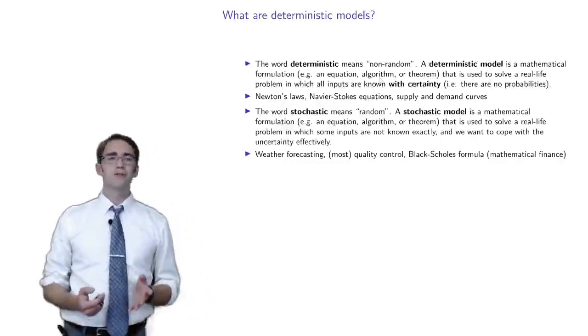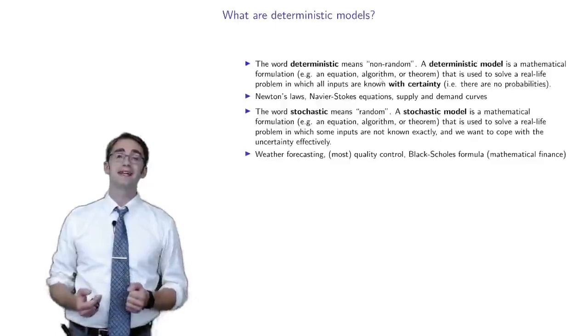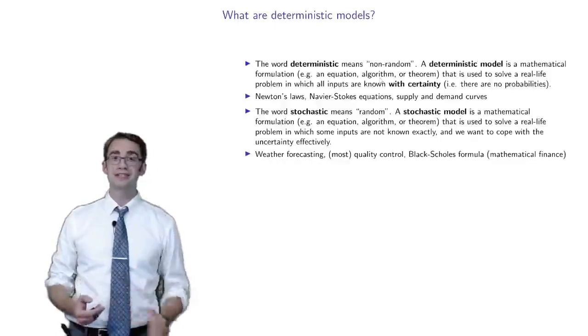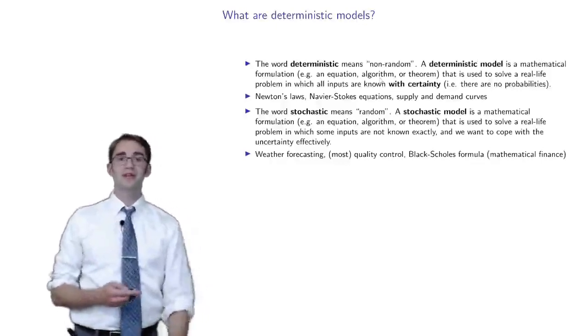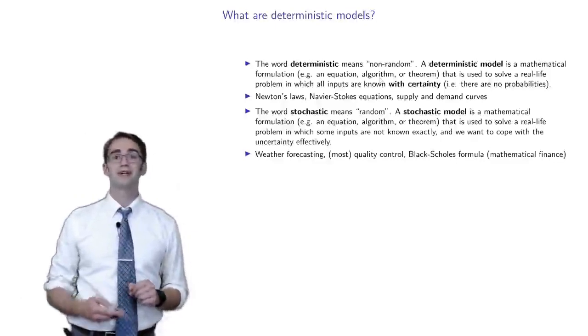The Black-Scholes formula, you probably haven't seen this. It's an important formula in mathematical finance. It's an example of what is called a stochastic differential equation. It has nothing to do with this course. We're not going to touch any of this stochastic stuff. For that, you go to ISE 331.